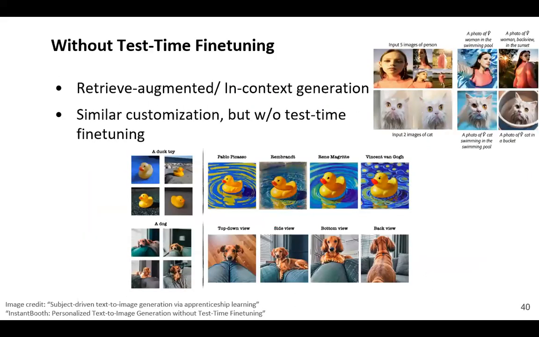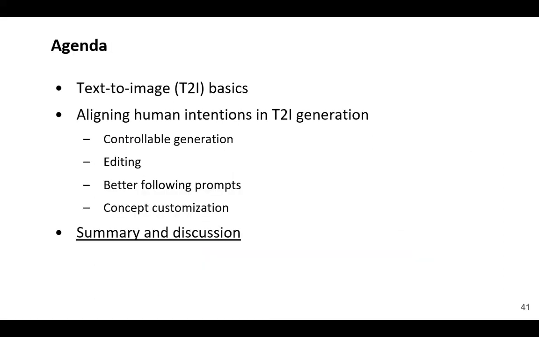And finally, the previously introduced methods require test time fine-tuning, meaning that if we want to add our own pet dog concept into Stable Diffusion, we would need to fine-tune the model by ourselves, which might be inconvenient for the users. So there has also been some interesting work using the idea of retrieval augmented or in-context generation that, at test time, takes an additional image as condition and tries to achieve the similar goal of concept customization.